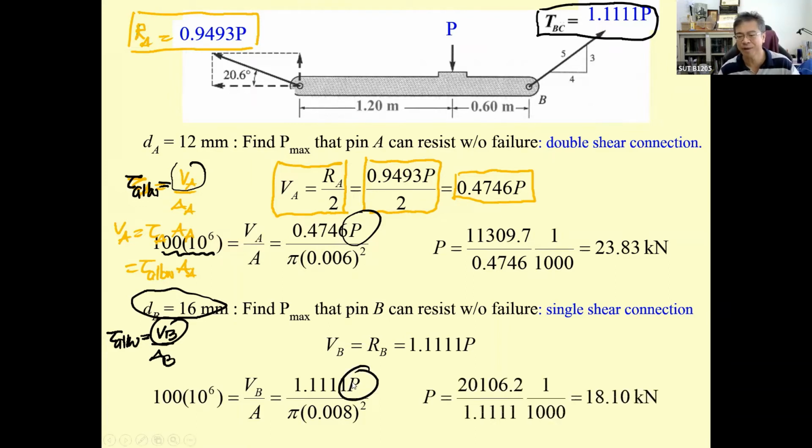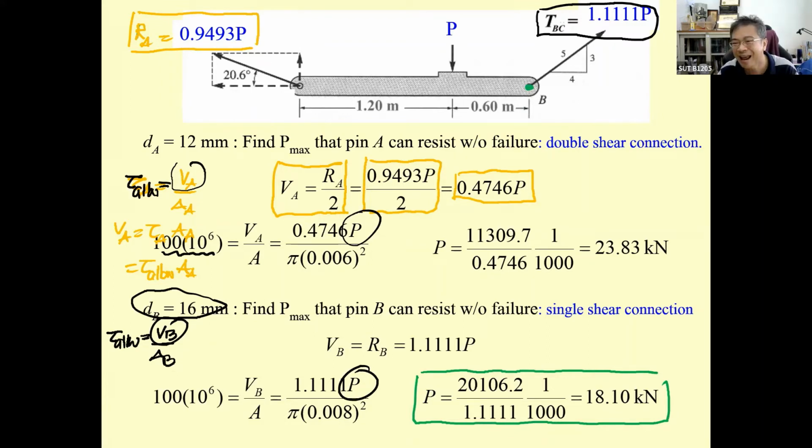For this one, you got the P to be 18.1. If the P is 18.1, this one is going to fail. This pin at B is going to fail. So again, from the previous discussion, the load increased from 0 to 10, 11, 12, 15, 16, 18, and then to 18.1, the structure failed.